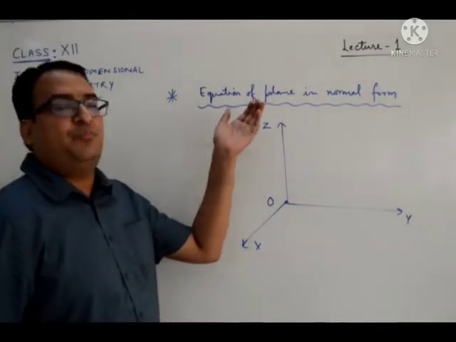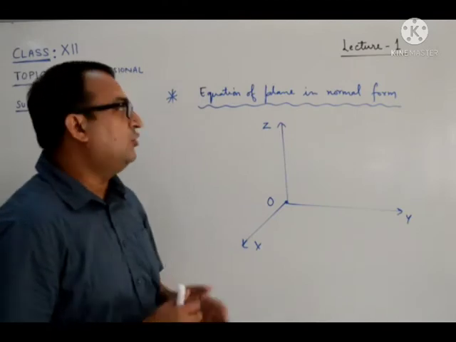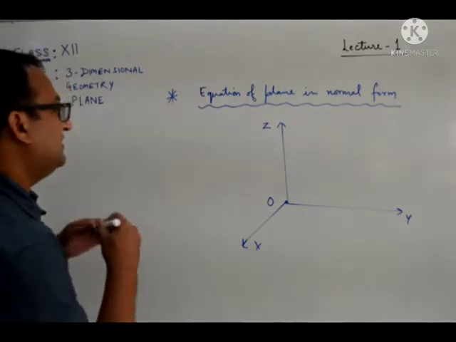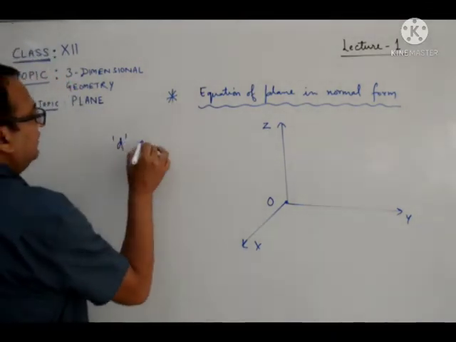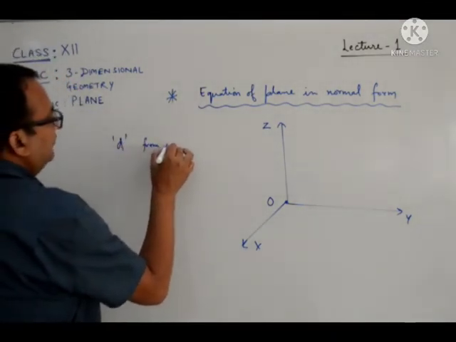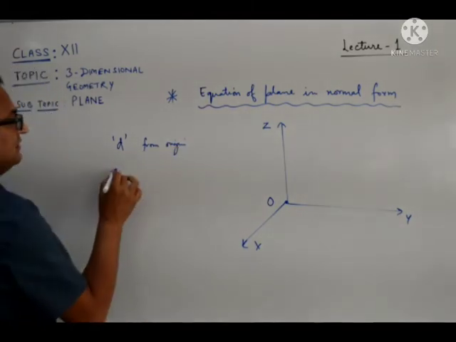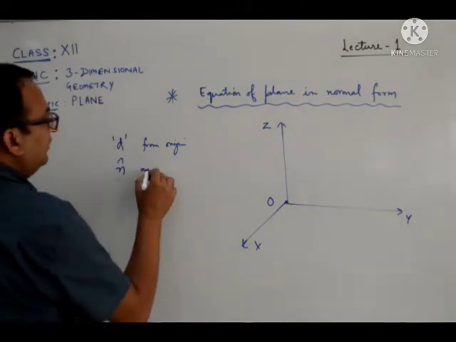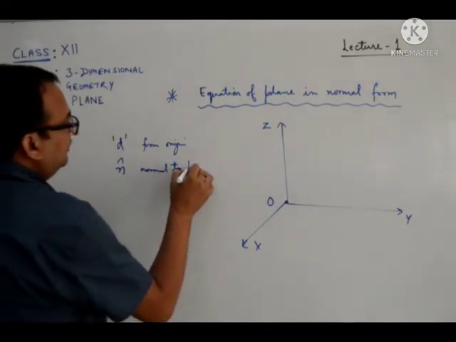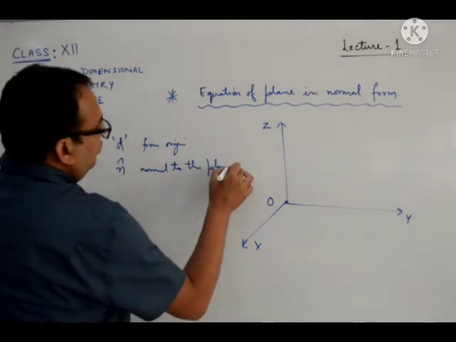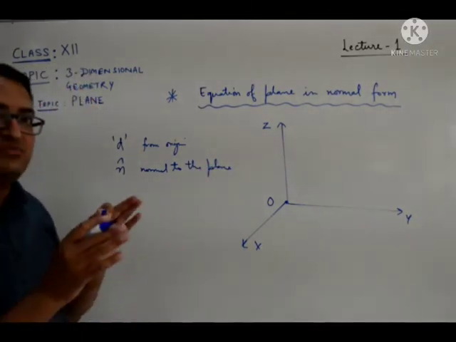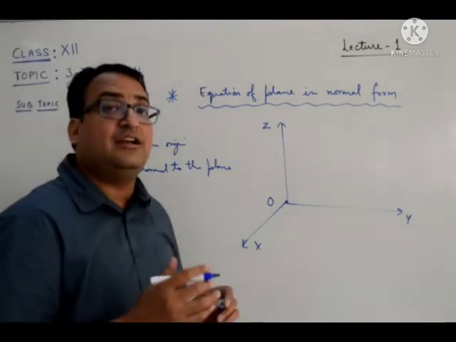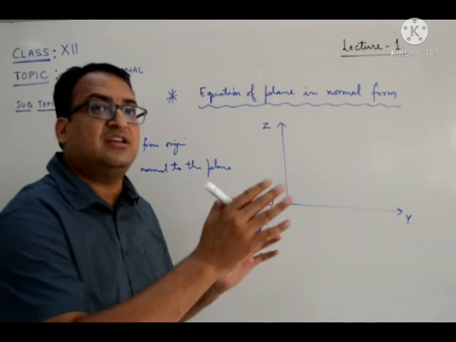Next is the equation of a plane in normal form. To write an equation of a plane in normal form, we need two basic things. One is the distance d of the plane from the origin, and another is a unit vector which is normal to the plane. n cap is a unit vector normal to the plane. If the direction of the normal is given, that is fixed, and if the distance of the plane from the origin is fixed, that plane is uniquely determined, right? It means the plane is fixed in space.